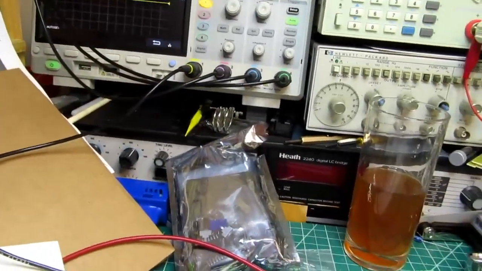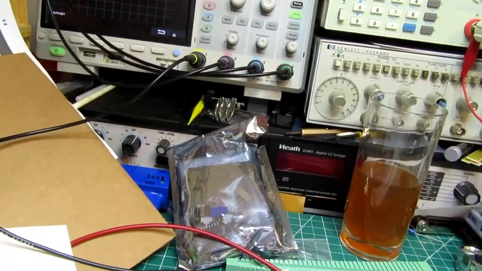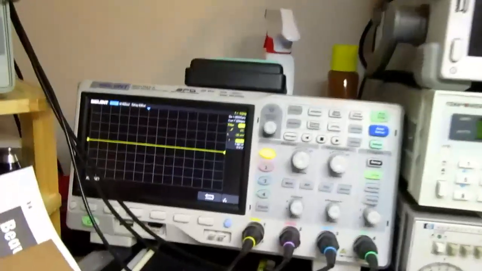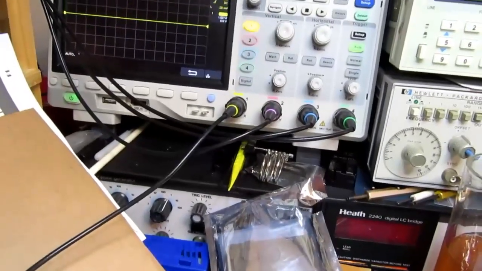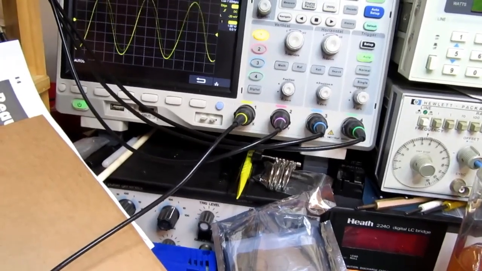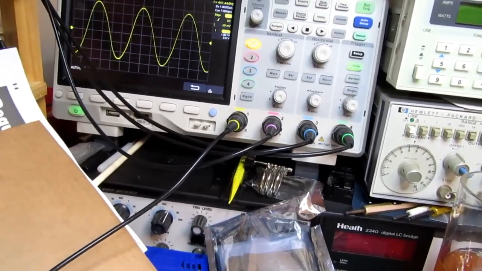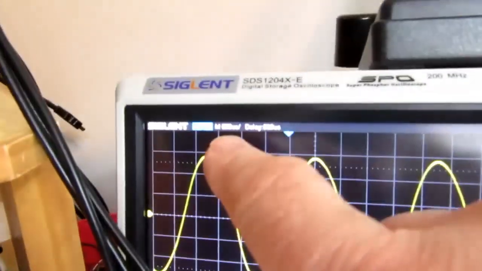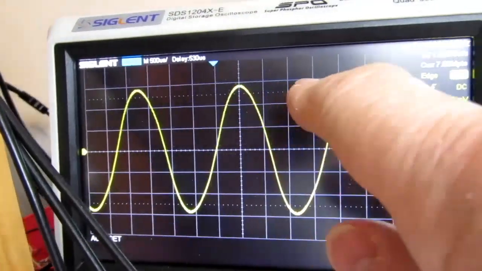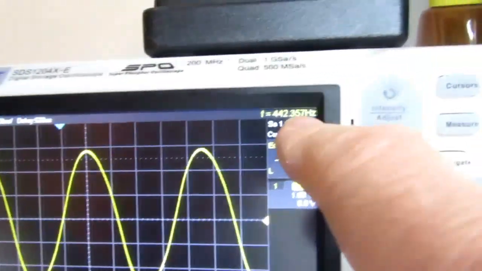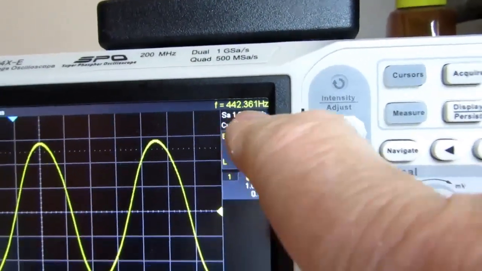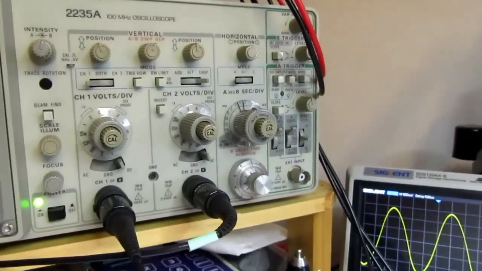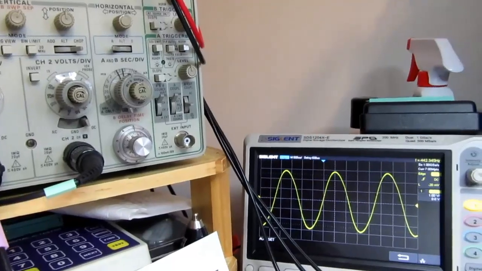And just for yucks, not that I expect there to be any difference, I'll hook up my DSO. And we're getting 500 microseconds per division, 4.5 divisions, and it's reading out 442 hertz and change. So I wouldn't have expected there to be any difference, but just in case one of the others' time base was off, at least they're agreeing with each other.